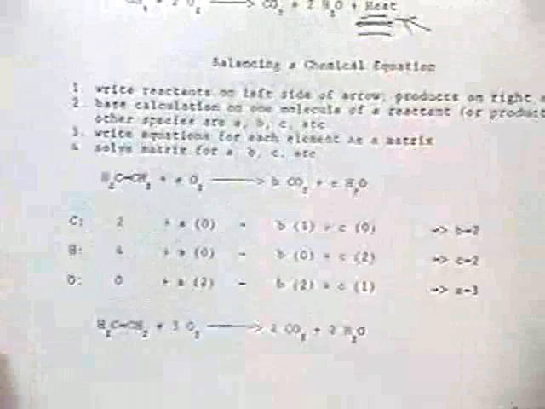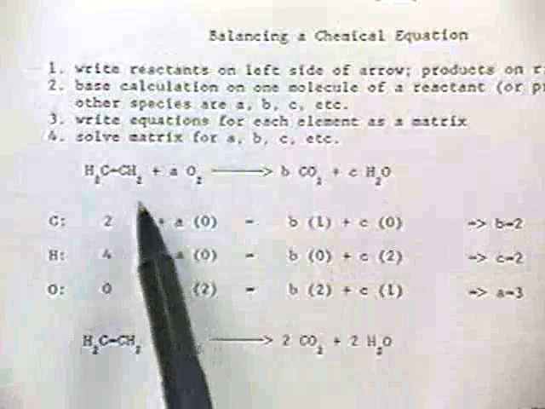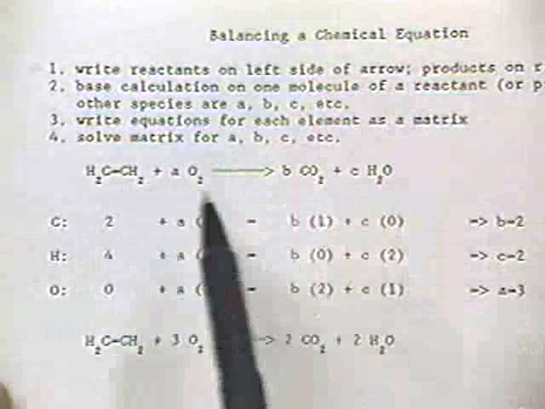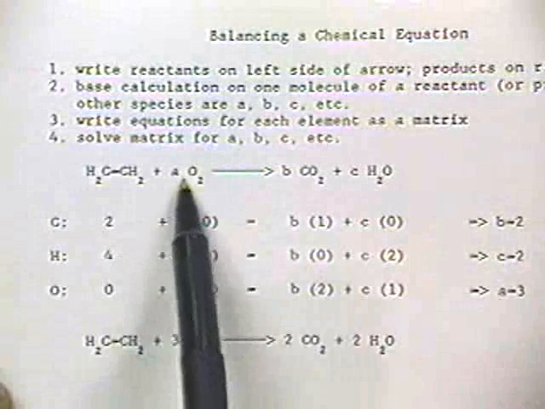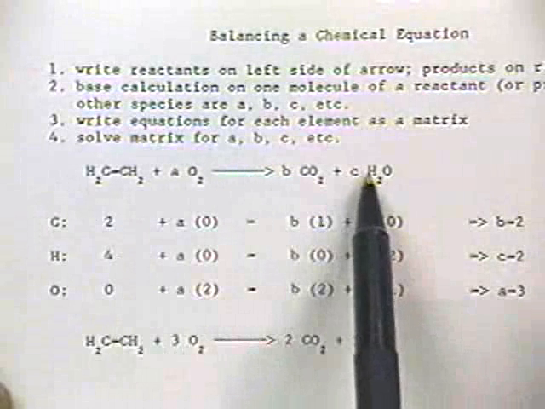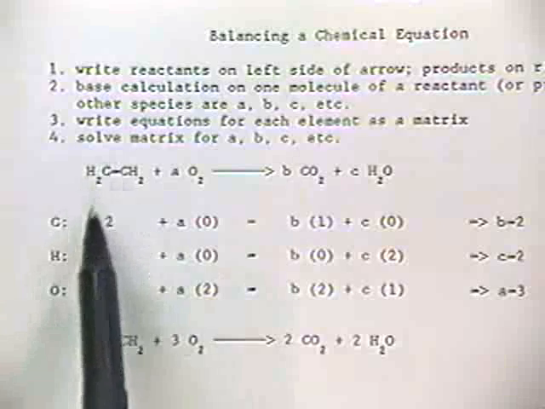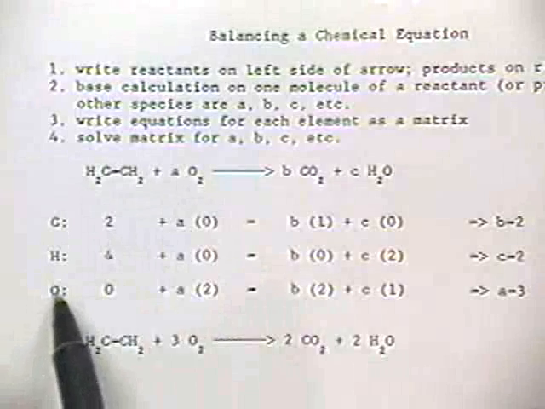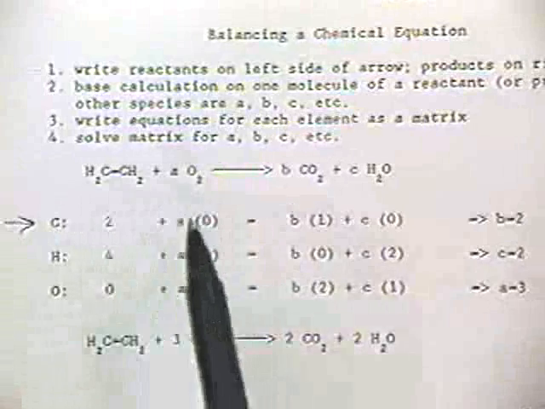So here I have an example. This is ethylene, which I'm going to burn. For some unknown reason, it's too expensive to burn, but let's imagine we do. We're going to burn ethylene with oxygen, and I'm going to burn 1 mole of ethylene. I don't know how many moles of oxygen, carbon dioxide, or water that I'm going to get from this. So there are 3 elements involved in this reaction: carbon, hydrogen, and oxygen. So I'm going to do, first of all, a carbon balance.